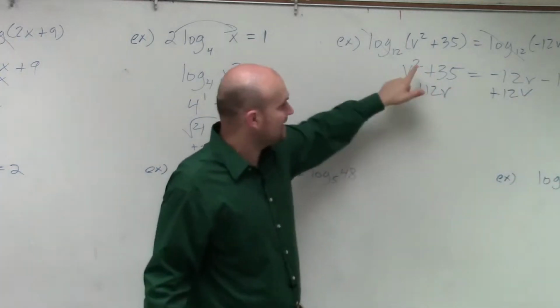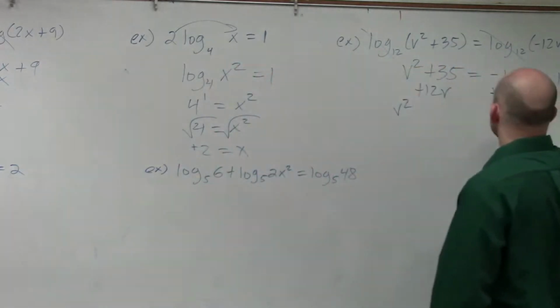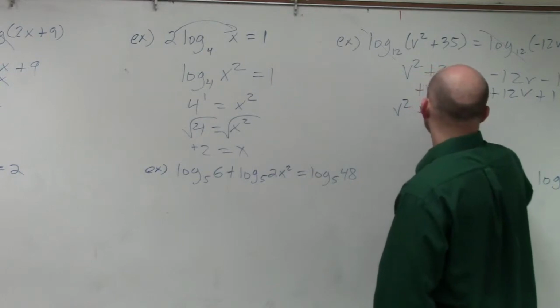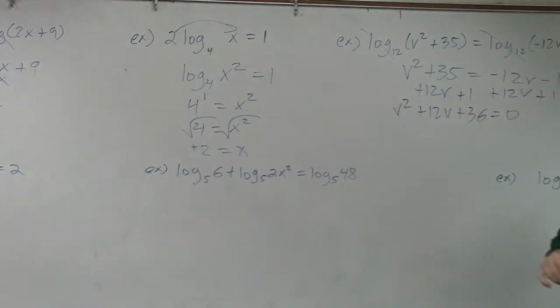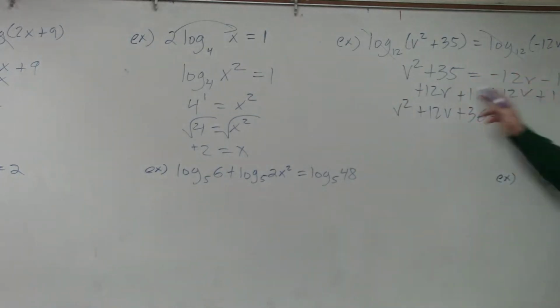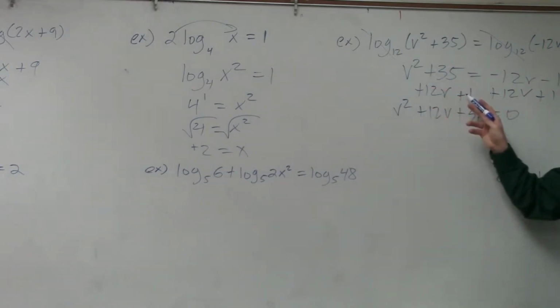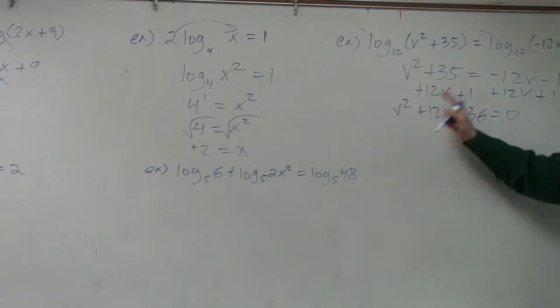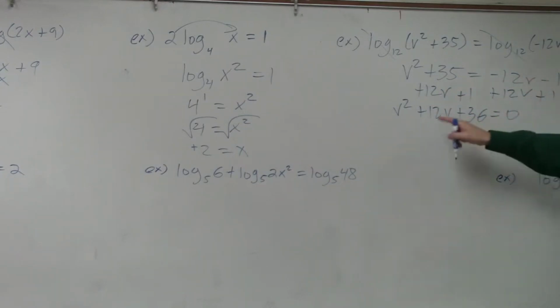Well, 12v is not like terms with v squared or 35. So it's v squared, and then I'll add 1 as well. So it's v squared plus 12v plus 36 equals 0. I added the 1 to both sides, so I could add the 1 to 36, as you guys can see. So what I did was I added 12v to get rid of the 12v here, and I added that on both sides, and I added 1 on both sides. So now there's nothing left over here except for 0, and I added everything over here.